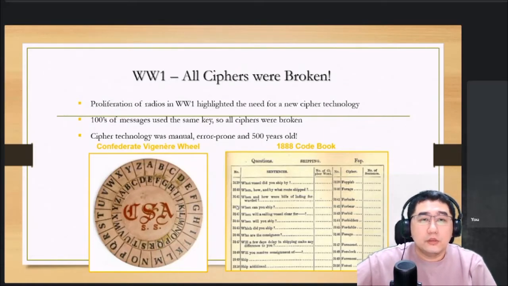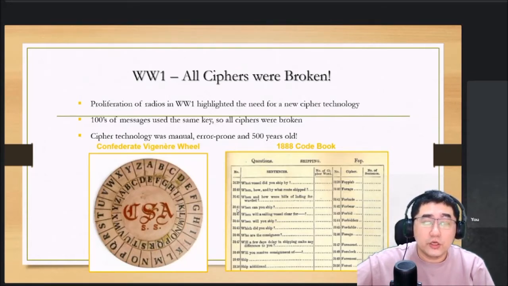Only after the war did the Germans realize that the UK had managed to decrypt their messages. They were quite angry, and said that the next time they would make sure their enemy would not be able to decrypt their messages. So this is some of the techniques they applied.